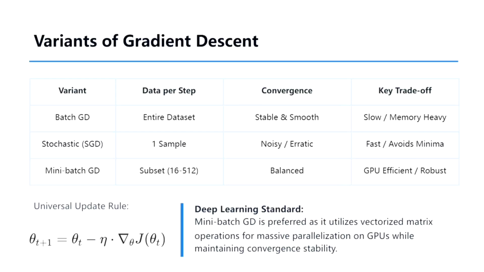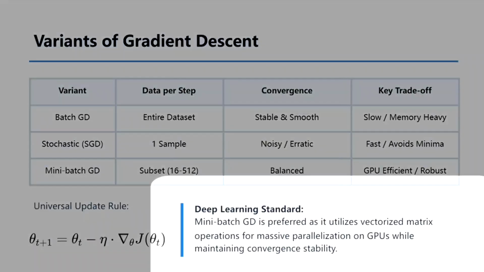Stochastic gradient descent, or SGD, updates after every single example. It's fast, and the noise helps it escape poor local minima, though it never truly settles. Despite these differences in data usage, notice that the universal update rule we analyzed earlier remains exactly the same. We are still subtracting the gradient from our current parameters to find the minimum.